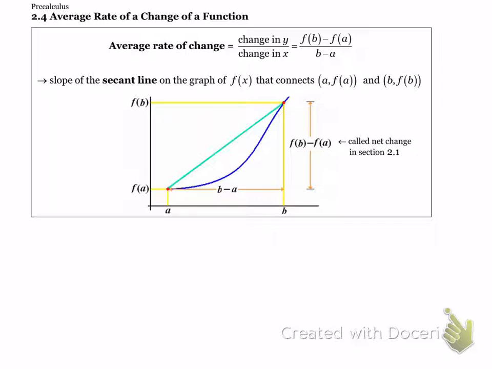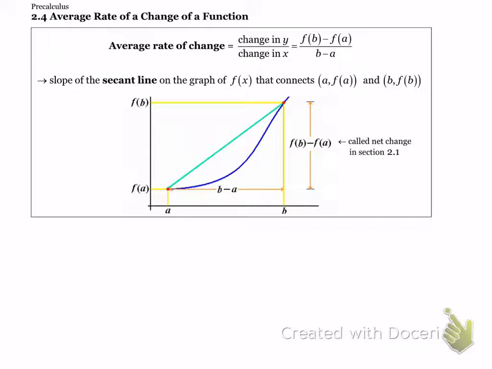Something else to note, the slope of the secant line on the graph of f of x connects those 2 points. So that green line is your secant line. So if I'm asking, okay, what's the average rate of change of that blue curve between those 2 red dots? The line that connects the two is called the secant line. That's what we're going to find the average rate of change of.